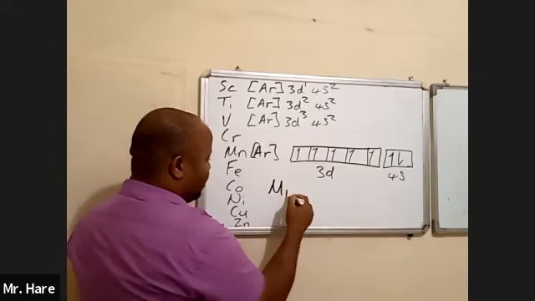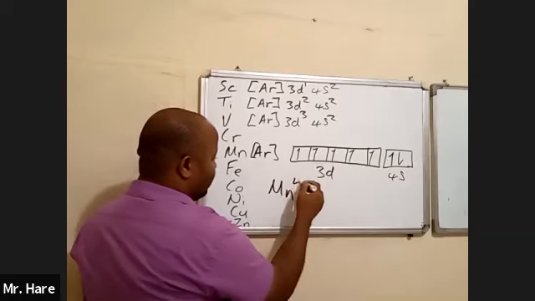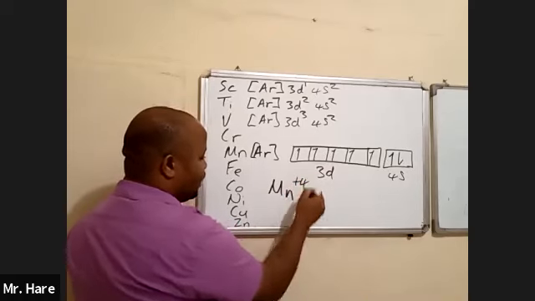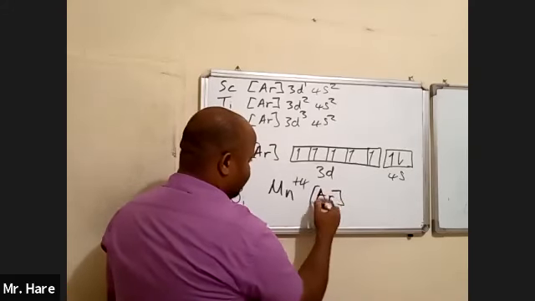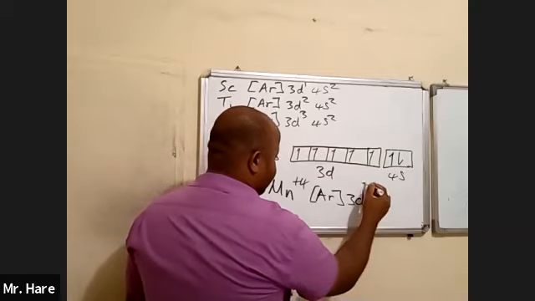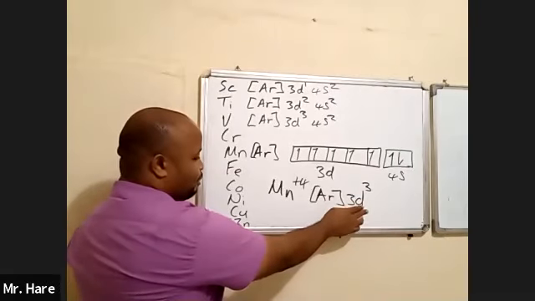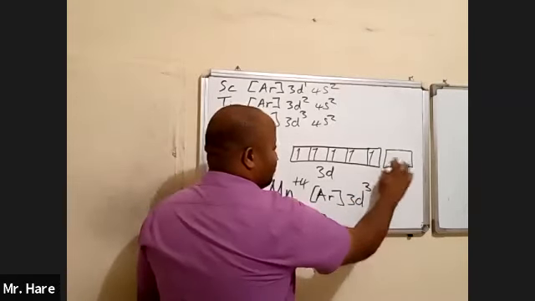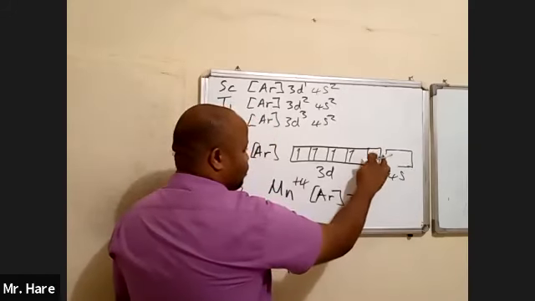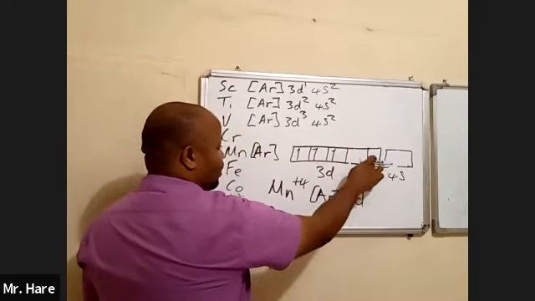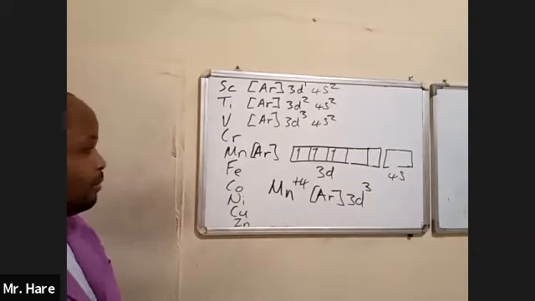What would be the electronic configuration for Mn in the +4 oxidation state? It's going to be argon 3d3. So it loses the 2 from the 4s, then you start taking from the 3d. You take the 2 from the 4s, then you start removing from the d orbital.